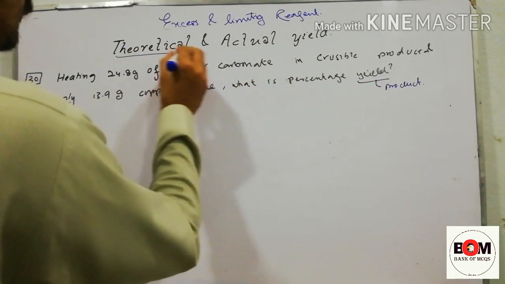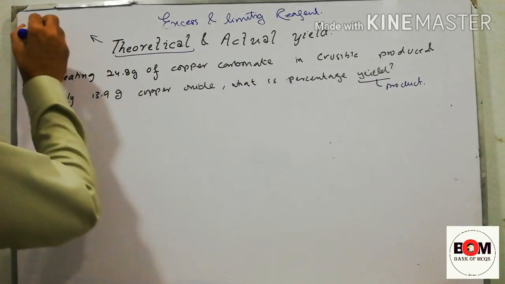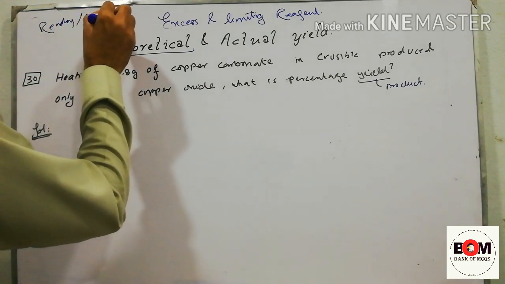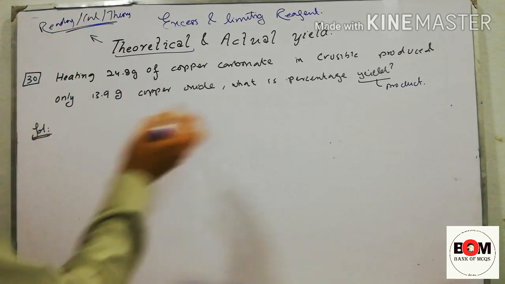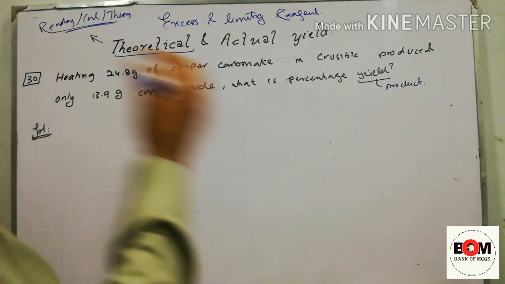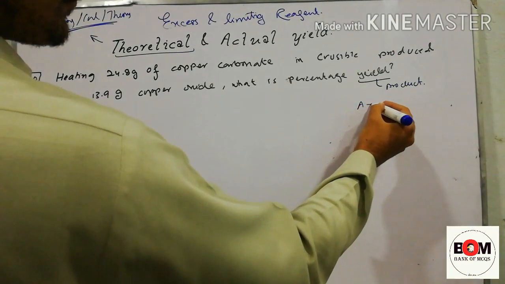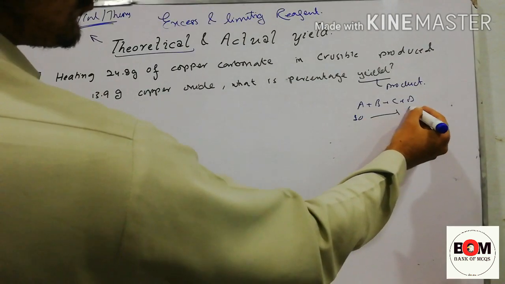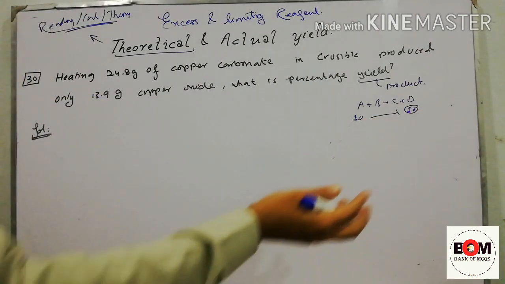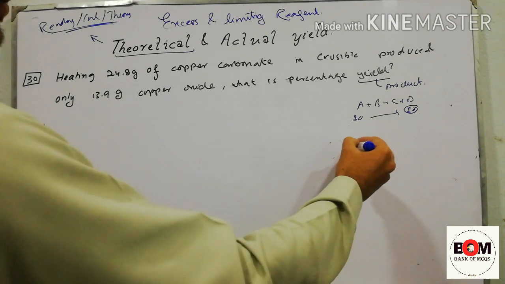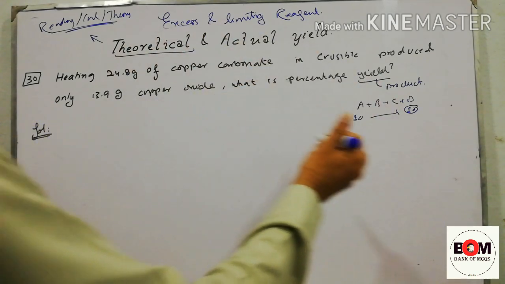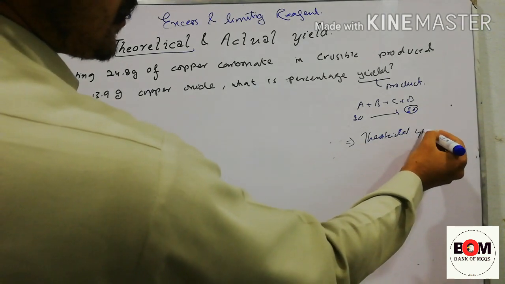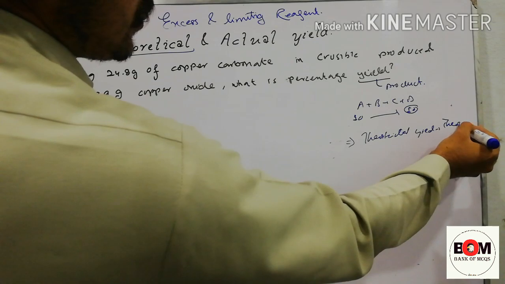What is theoretical? Theoretical means reading or calculation, just like theory, like when we read a book or solve something. In stoichiometry, we deal with A plus B reacting and forming C plus D. If A is 10 moles, then we will get D as 10 moles. All the calculation that we do on the blackboard or on paper is just theory. This yield is called theoretical yield, or yield based on theory.